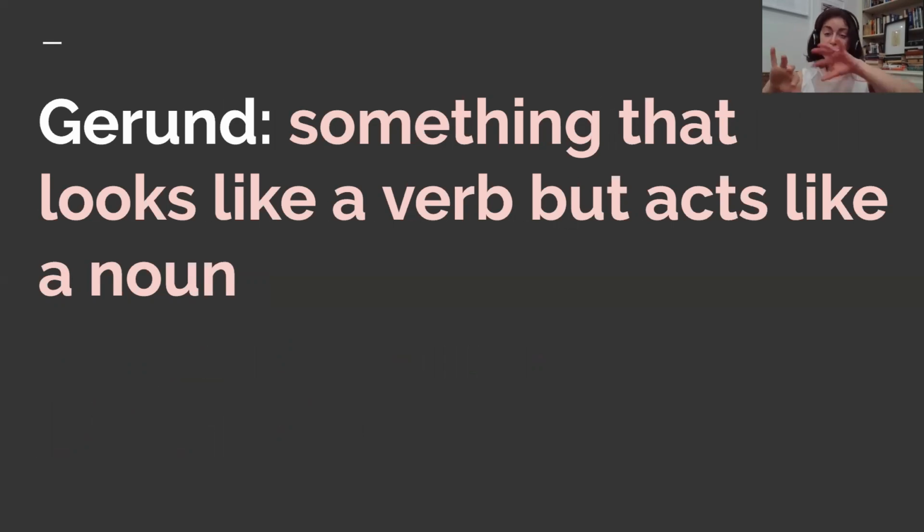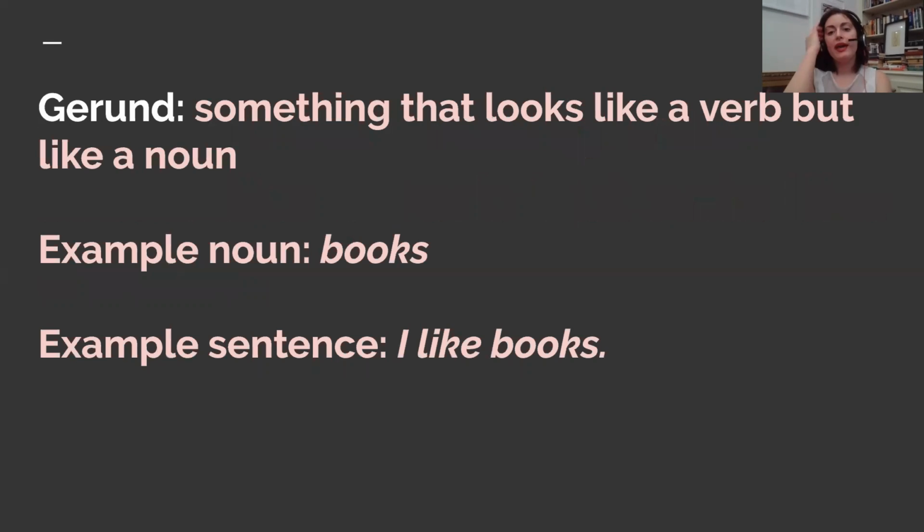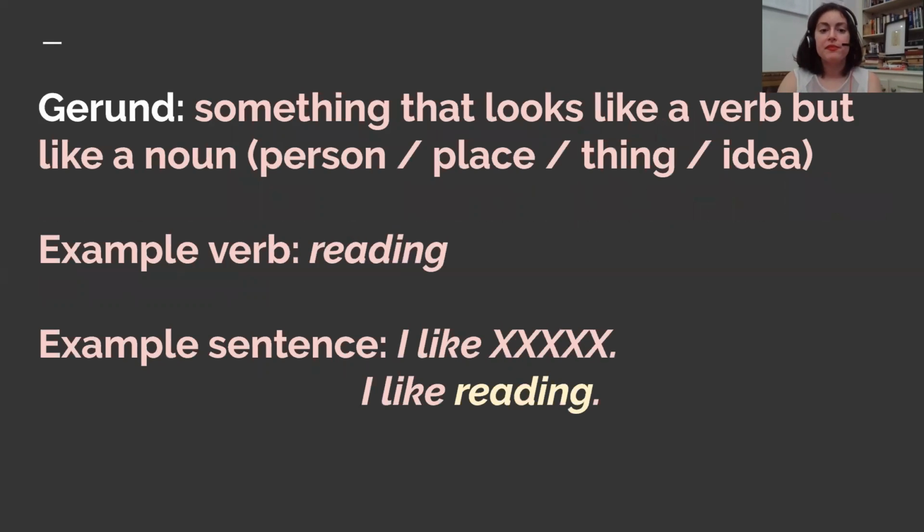Learning the distinction between form and function will really, really help you with learning English, and it will help you to really understand some more of the complexities in English grammar. Okay, so something that looks like a verb but acts like a noun. So let's just look at an example of a noun. So books, we know that this is a thing, a book, okay? I like books. It's something I enjoy, okay?